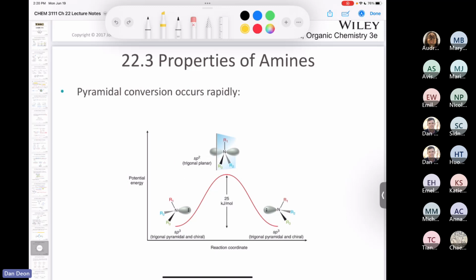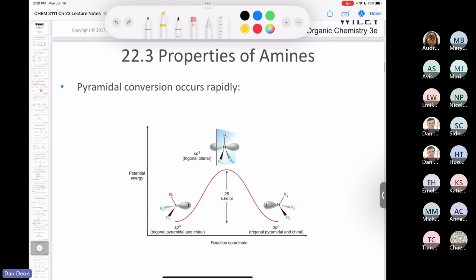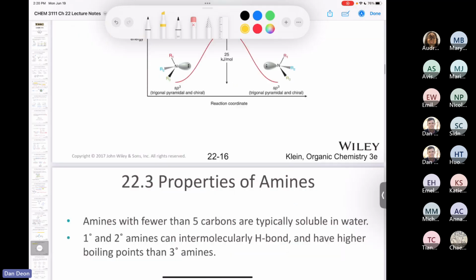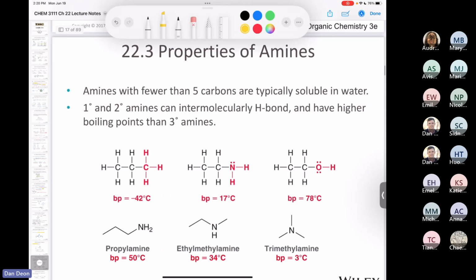It passes through this trigonal planar transition state. But that's why we don't consider amines chiral compounds, if you've ever wondered that, even though the nitrogen can be attached to 3 different groups. It's because pyramidal inversion, the barrier of inversion is so low. Nothing more than that. All right, let's talk a little bit about hydrogen bonding.